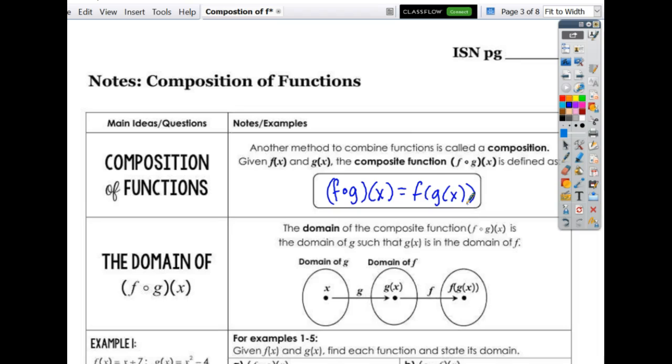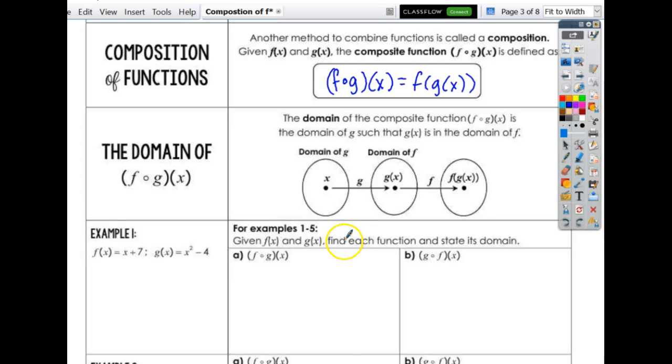Okay, so today what we're going to do is composition of functions. So this is f of g of x. This is not fog of x. F of g of x. So that means I'm going to put the g function into the f function. All right?